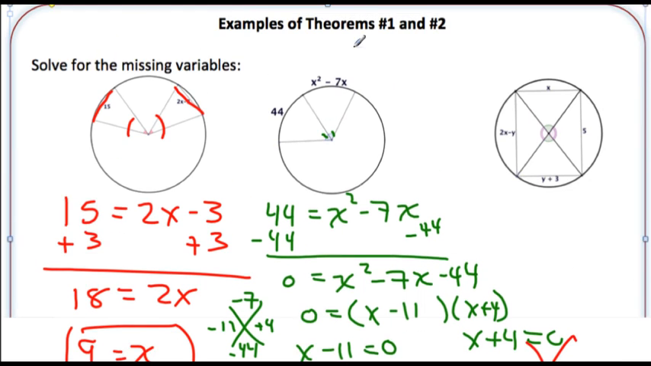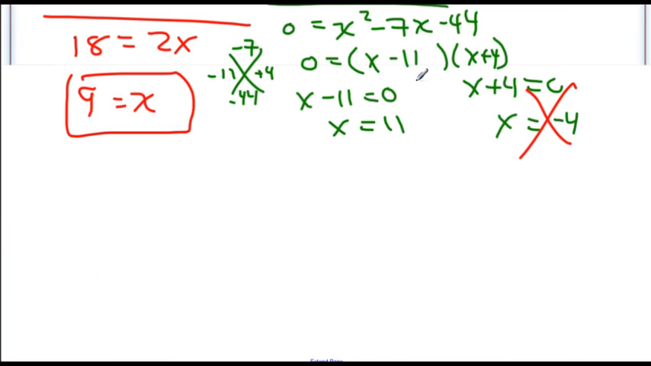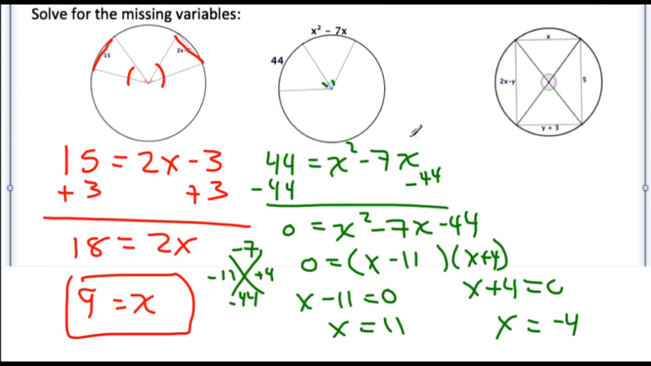So you might be tempted to say, negative 4, don't like that, throw it out. But what you have to do is plug it in first. You can't have a negative arc length. So what we have here, a 44. When you plug the 11 in, you get 121 minus 77. That's positive. That's going to equal 44. We're good to go. But the negative 4, you plug that in, we're going to get a positive 16 minus negative 28. All right? I'm doing a little math in my head here. But when you plug everything in, it equals a positive 44.